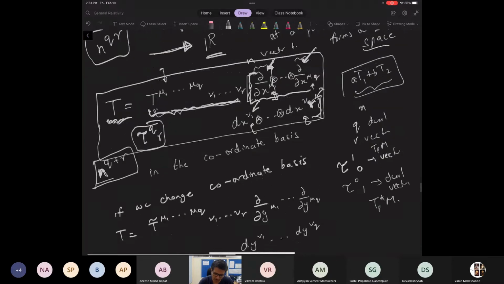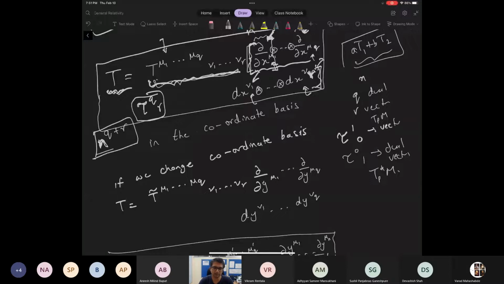Now you might also want a tensor transformation rule. That is, if I change my coordinate system from x1 through xn to y1 through yn, how do my tensor coefficients transform? That is, this T twiddle mu1 to mu q, nu1 through nu r.